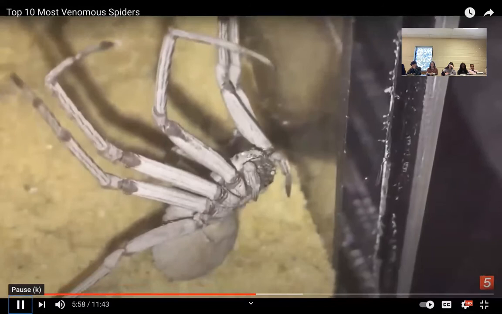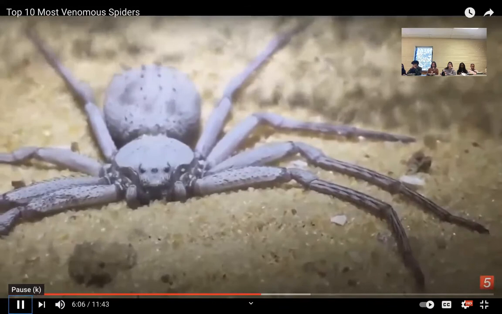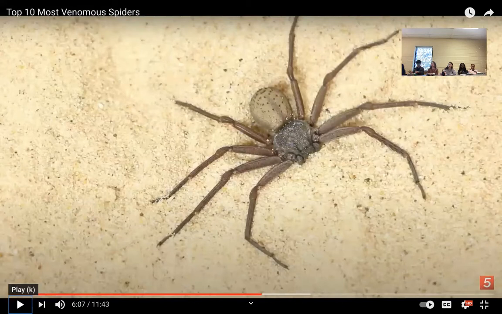Bites by this spider to humans are uncommon, but have been experimentally shown as lethal to rabbits within 5 to 12 hours. Yeah, I'm trying to understand. How do you experimentally find out that a rabbit dies in 5 to 12 hours? Well, you go and you get it bitten, and yeah.